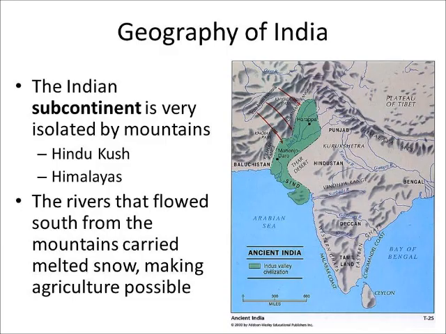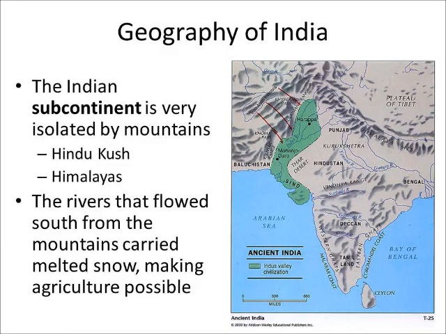It's located on what we call a subcontinent, and a subcontinent is just an area that protrudes off of a larger continent. In this case, India protrudes off the southern end of Asia. Now, it's very isolated because of the mountains that border it on the north. On the northwest side, where you see those arrows there on the map, that's called the Hindu Kush.